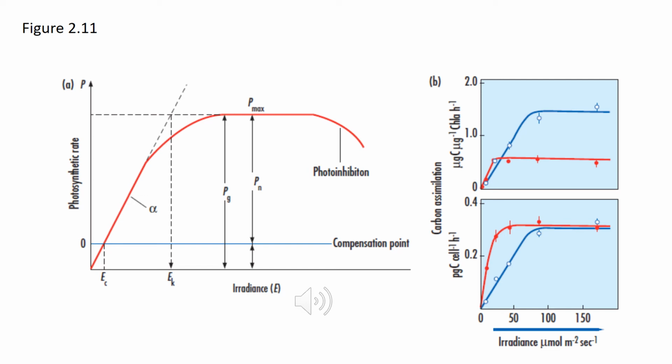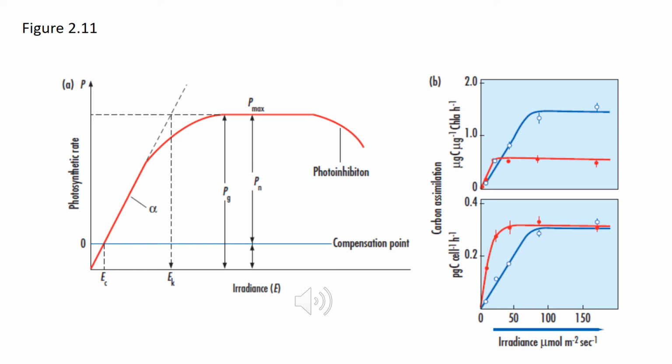In panel B, some experimental PI curves are shown. The red data are from cells grown in the shade, which induces higher concentrations of chlorophyll A per cell. The blue data are from cells of the same species grown at high light with relatively less chlorophyll A per cell than the shade acclimated cells.